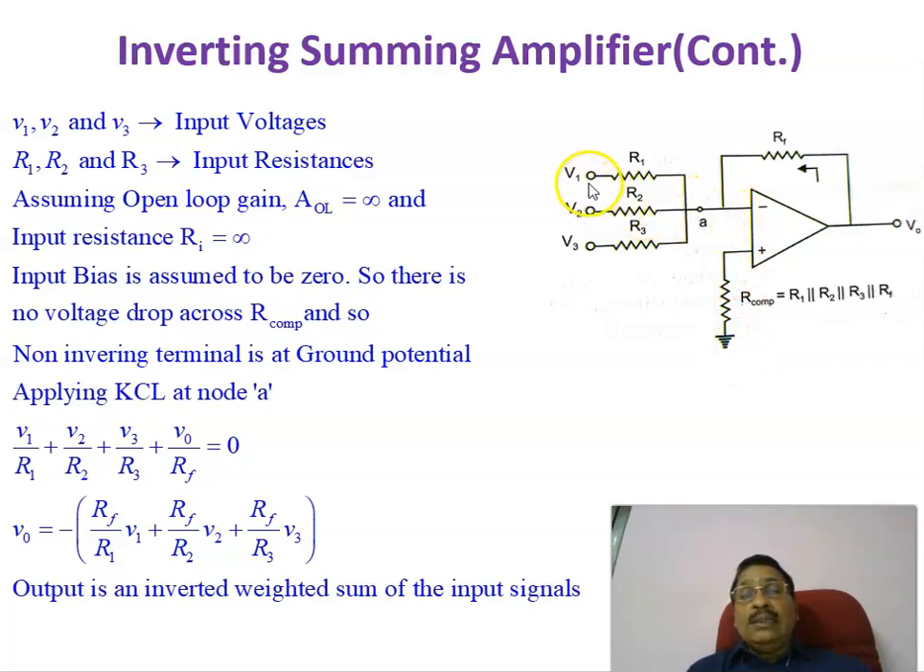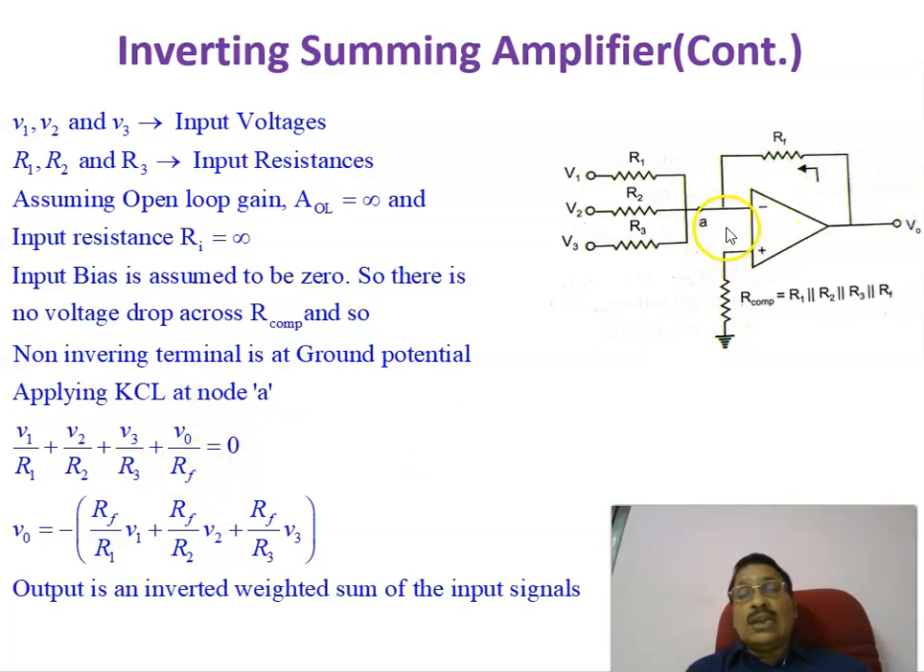Now, if you apply Kirchhoff's current law to the point A here, the non-inverting terminal is grounded, that is at the ground potential, and that potential is the same at this point. Now if you apply Kirchhoff's current law to this node A, we get V1 by R1 plus V2 by R2 plus V3 by R3, that is the current coming towards the junction, plus V0 divided by Rf equal to 0.